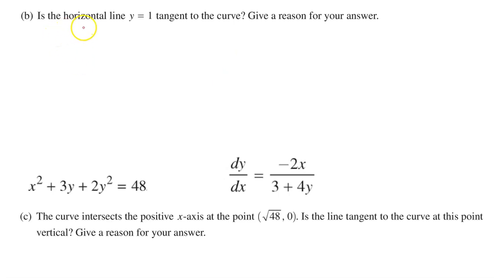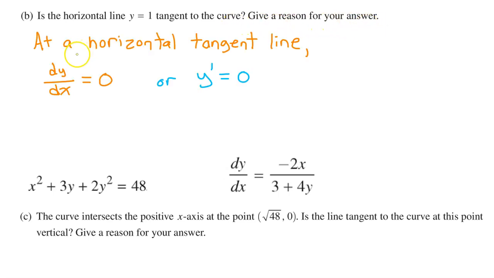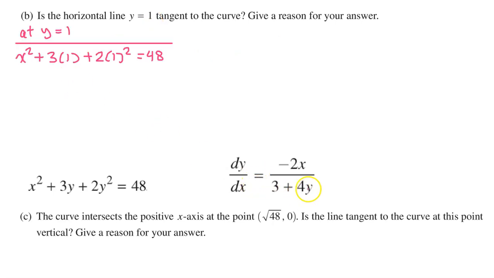Part B. Is the horizontal line y equals 1 tangent to the curve? Give a reason for your answer. Hopefully you have memorized that at a horizontal tangent line, y prime equals 0, or in this case, dy/dx is equal to 0. So our strategy will be to find out if dy/dx is equal to 0 when y is equal to 1. dy/dx is a function of y and x. So before we go on, we need to find the x value when y is equal to 1.